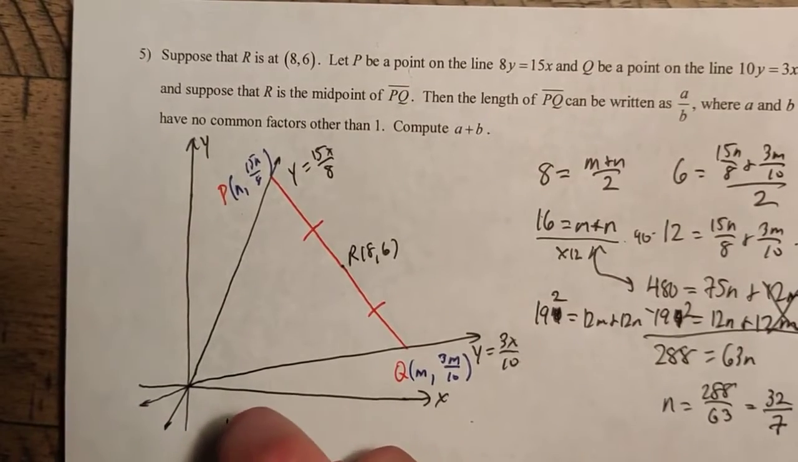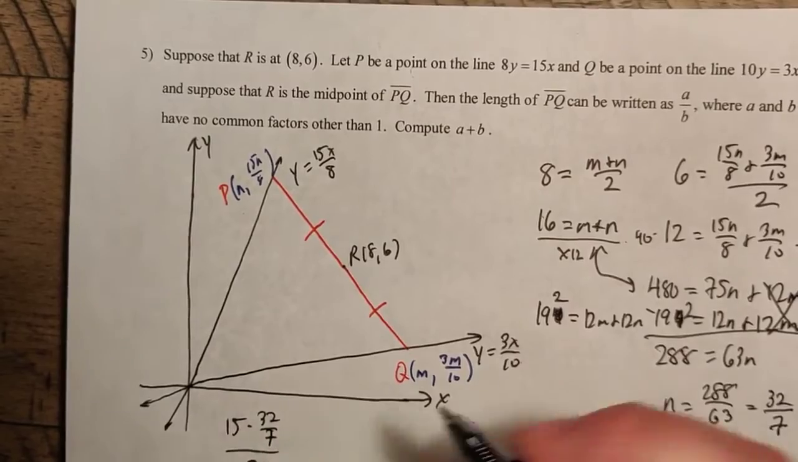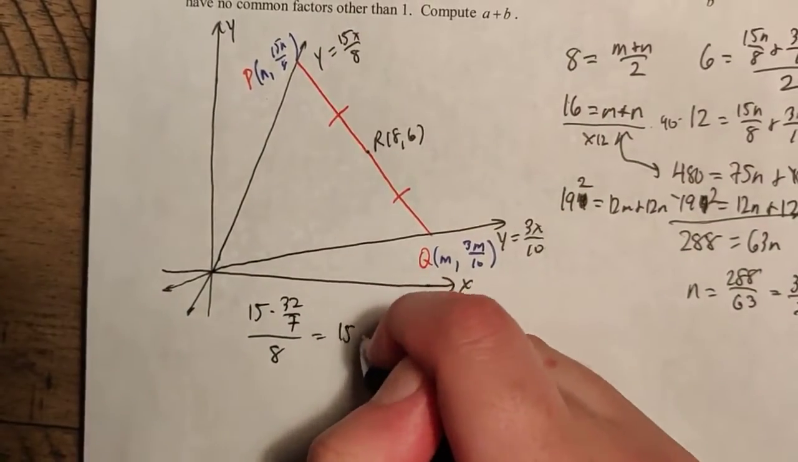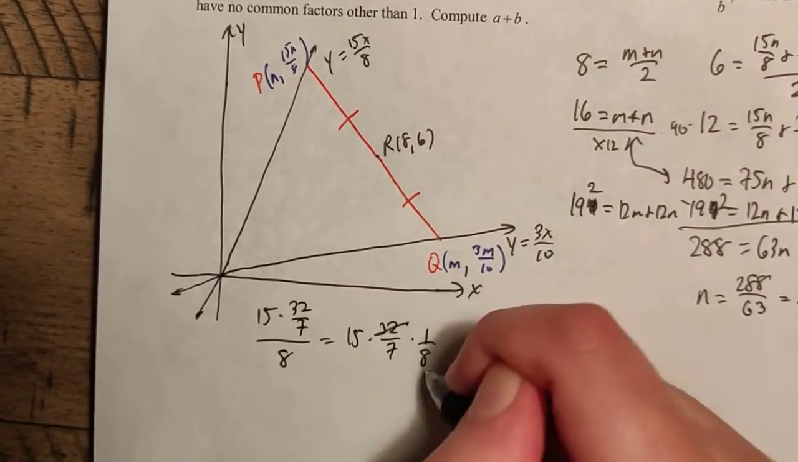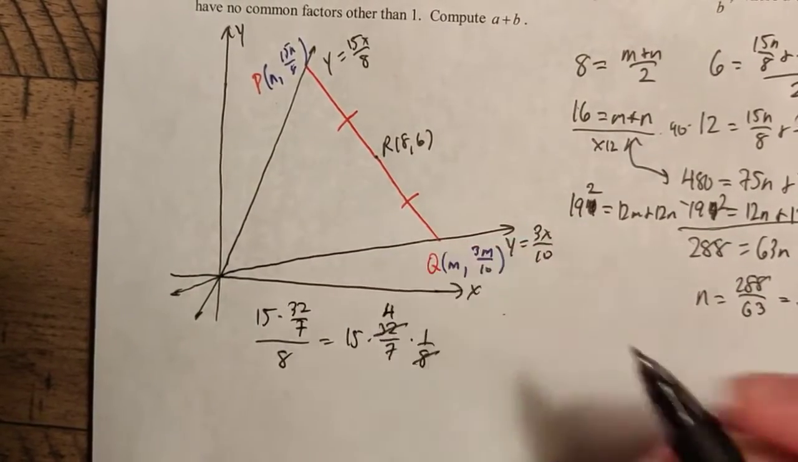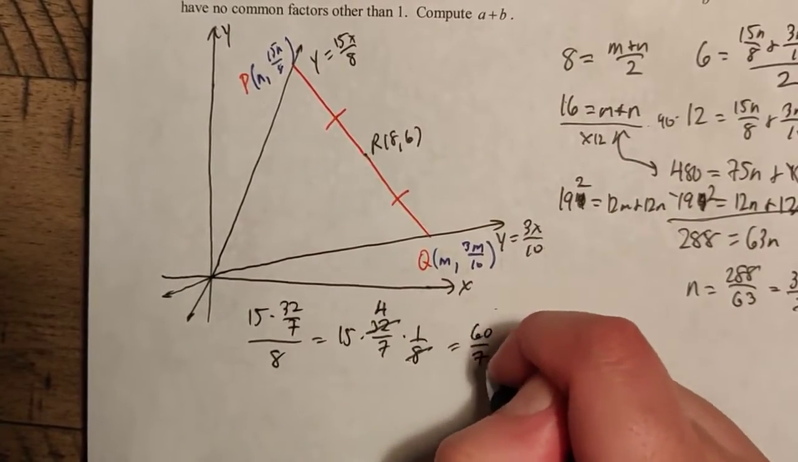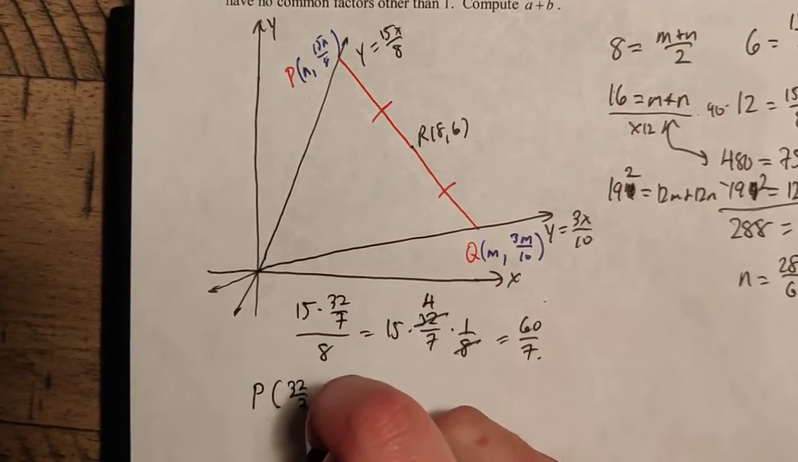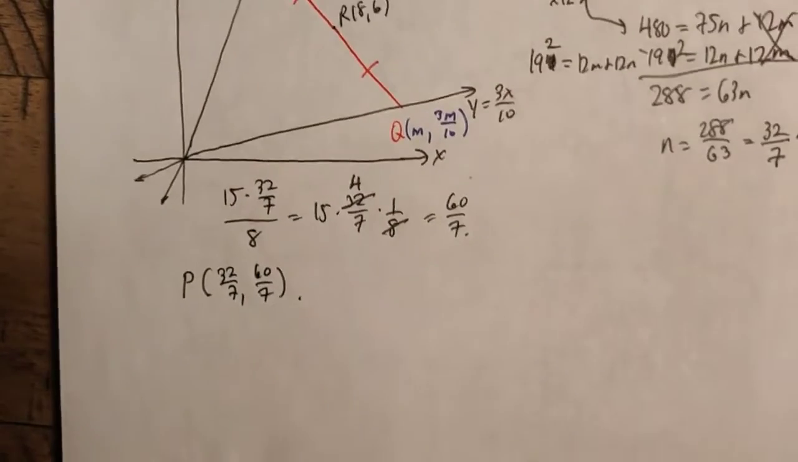So we know that 15 times 32 over 7 divided by 8 is going to be the y-coordinate of point P. Okay? So in this case, that's just 15 times 32 over 7. Dividing by 8 is the same as multiplying by 1/8 here. So we can see the 32 and 8 cancel, leaving me a 4 over here in the numerator. So we get 15 times 4 is 60. So 60 over 7 here. And therefore, the point P is going to be at the point 32 over 7, comma 60 over 7. Okay? That's the coordinates of point P.